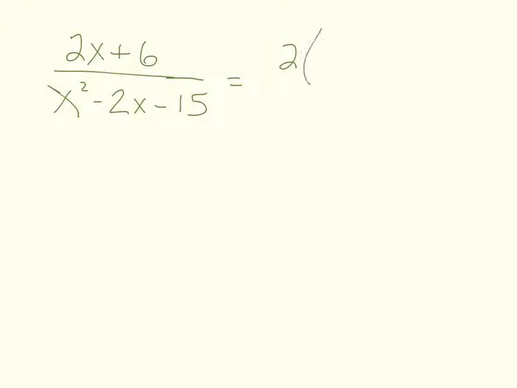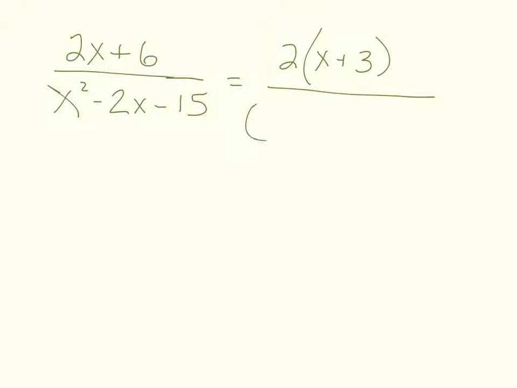Second, let's look at, let's say, 2x plus 6 in our numerator, and in our denominator we have x squared minus 2x minus 15. Just like before, factor and cancel. So in our numerator we can factor out a 2, which leaves us with x plus 3.